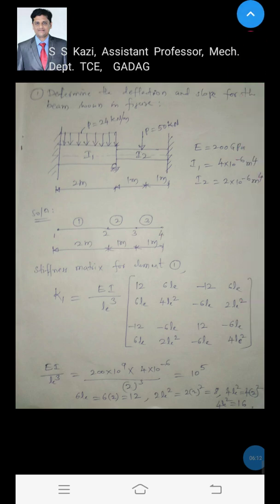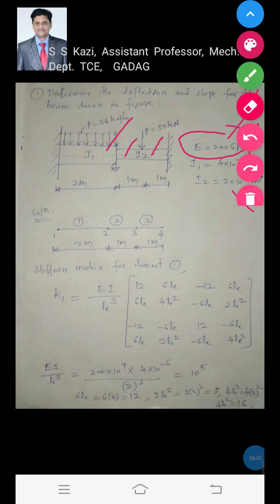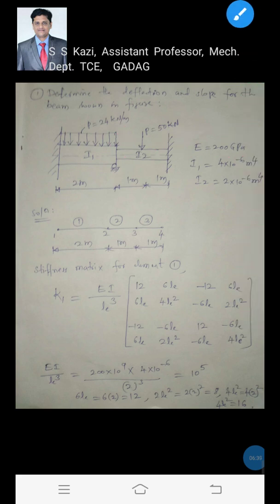Okay, now the given data: Young's modulus is 200 GPa. That means the entire beam is made of the same material, that is, for all the elements Young's modulus is the same, 200 GPa. The moment of inertia of the cross section for the first element, I1, is different, and for the second and third elements it is the same, I2, which is different from I1.